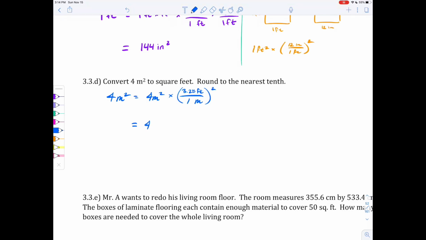That's like 43.0336. But we're going to round to the nearest tenth. So this isn't our final answer. It's approximately 43.0 square feet.